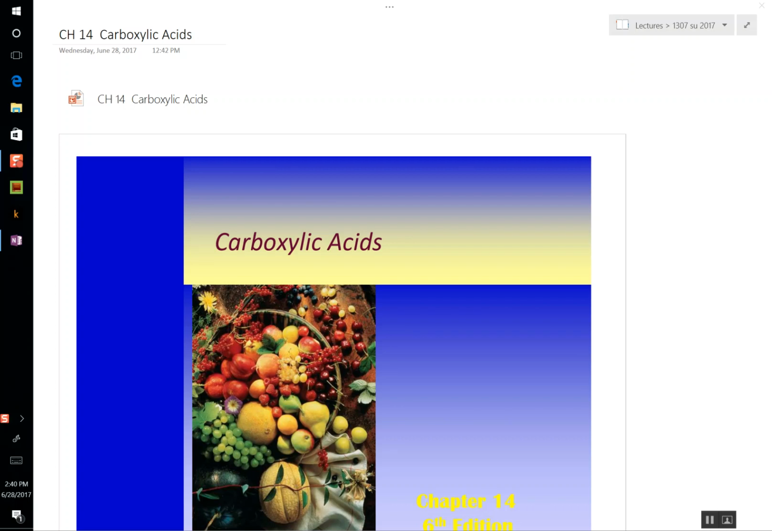You ready to shift over to carboxylic acids? There's a couple chapters here that are favorites. Carboxylic acids and esters is a neat chapter. Sugars is a neat chapter. Protein is a neat chapter. I mean, they're all great.